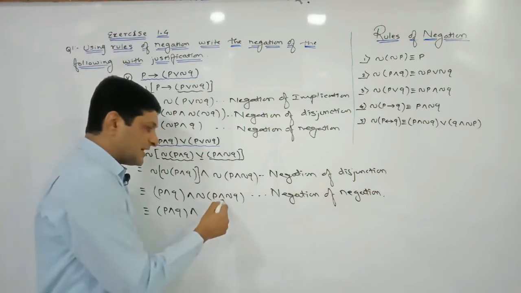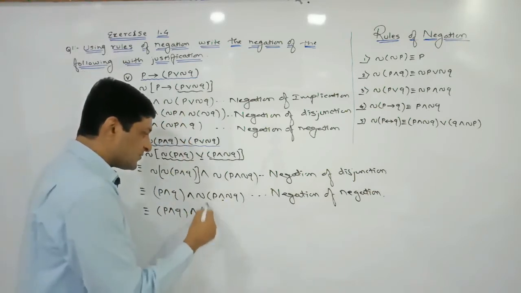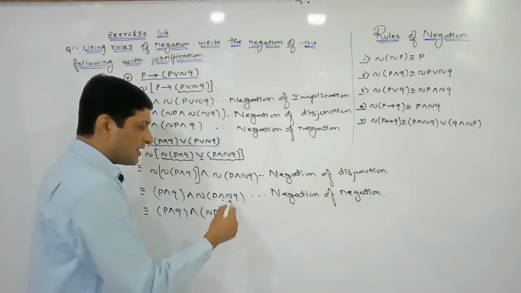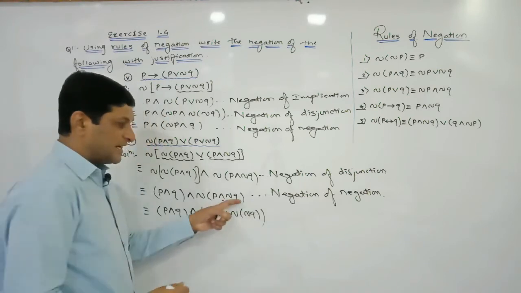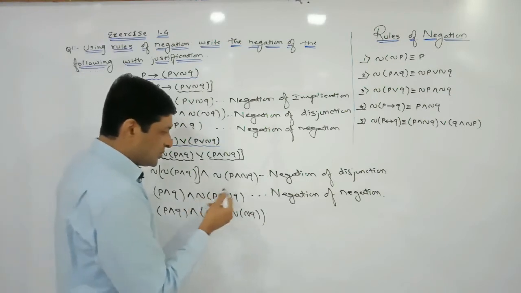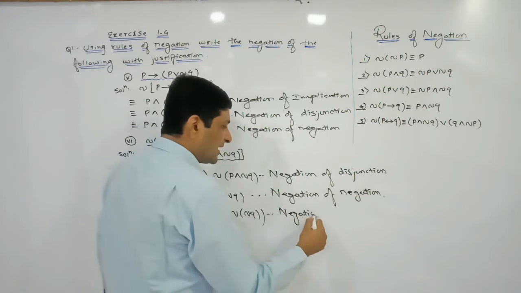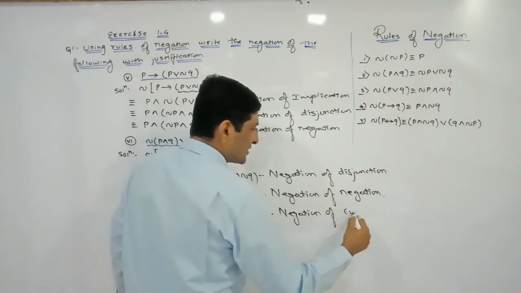Here two parts are connected by what? And. So again our rules of negation says that replace first statement, or means first letter, by its negation and by or, and replace second letter also by its negation. What is second letter? Negation Q, we have replaced it by its negation. Means here negation we have applied on and, and it's called as what? And it's called as conjunction. Means we are applying negation on conjunction.